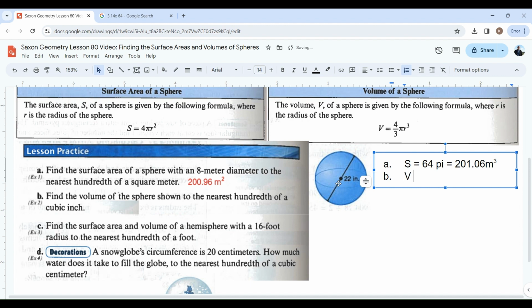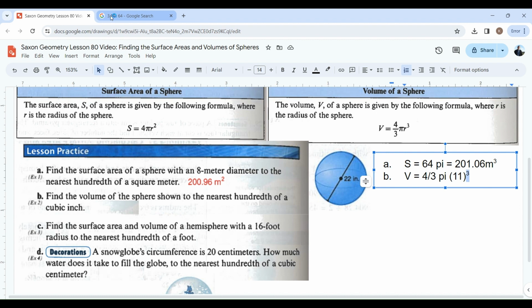Volume is 4/3 times pi times the radius cubed. In this case, the radius is half of 22, so 11 cubed, okay? 4/3 pi times 11 cubed. Now, there's no way I'm doing any part of this without a calculator. I don't know 11 cubed off the top of my head. Let's go ahead and do this one.